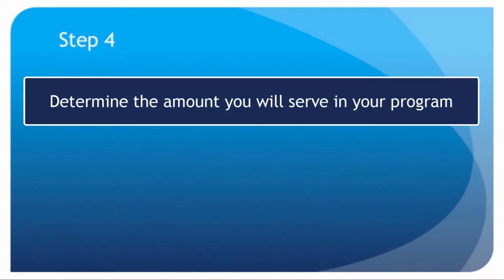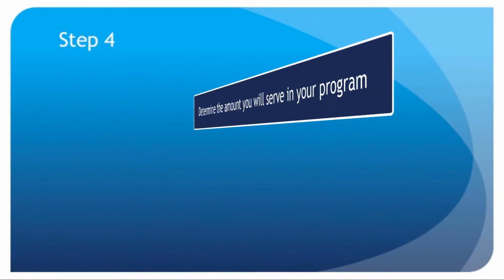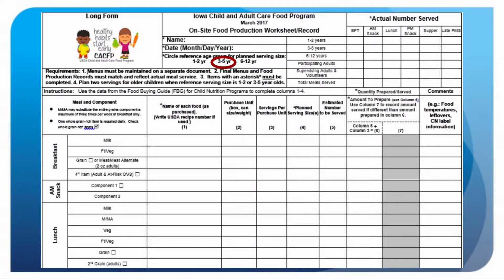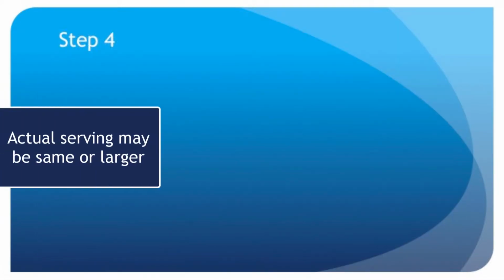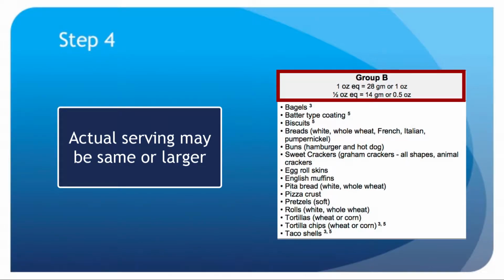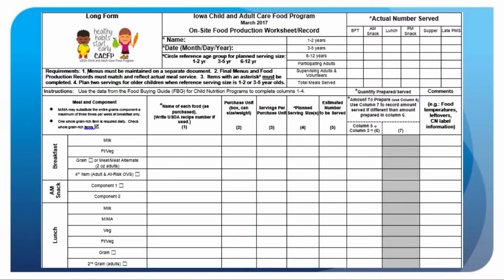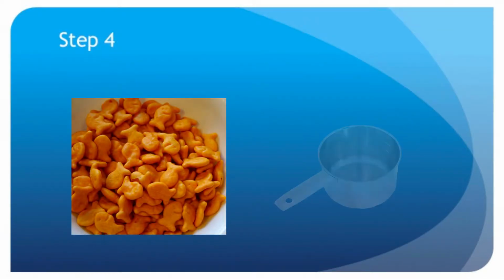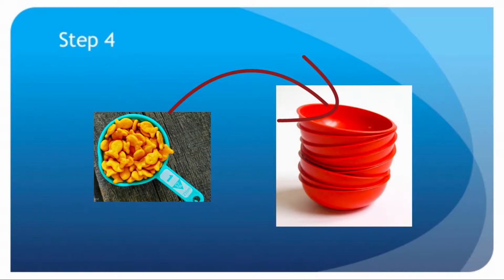Step 4 is to determine the amount you will serve in your program. Use the reference age group you circled on the food production record to determine the planned serving size. The actual serving size may be the same as or larger than the minimum serving size required on the grain chart, but never smaller. Record the weight of your planned serving size in column 4 of the food production record. When you have determined the number of pieces needed, count them out and measure them. When dishing out servings, use a measuring cup that holds the required amount as a scoop to save time.